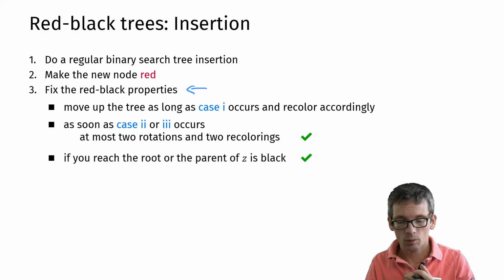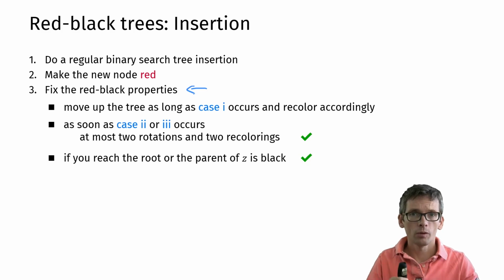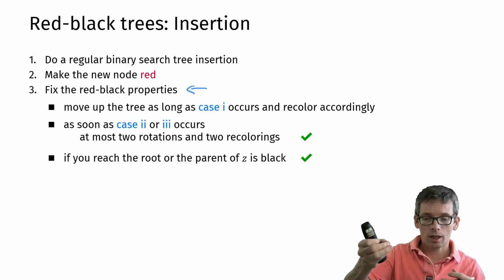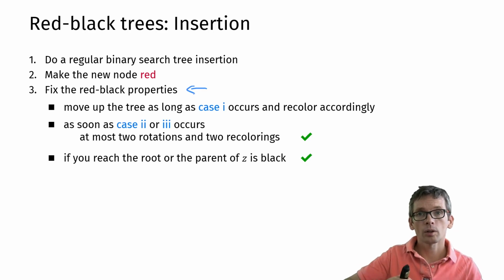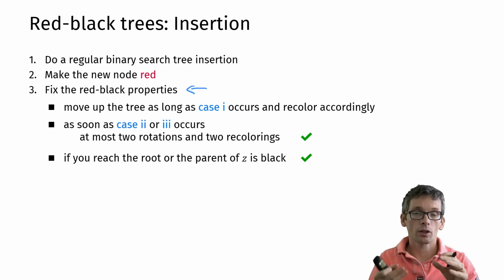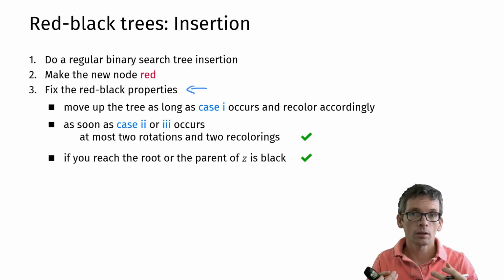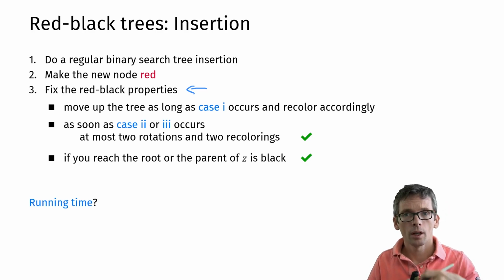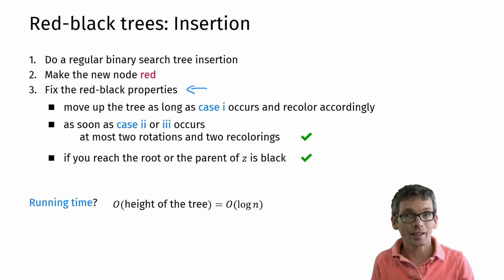So what is the running time of all of this? Moving up the tree takes constant time per step, and I do this at most height-of-the-tree many times. Then I have 2 rotations. A rotation I can do in constant time. So what does this give me overall? As running time, I get order height of the tree. And because we have a red-black tree, that is order log n.